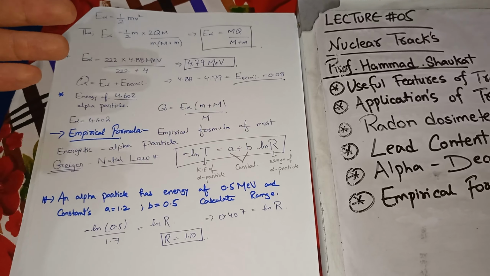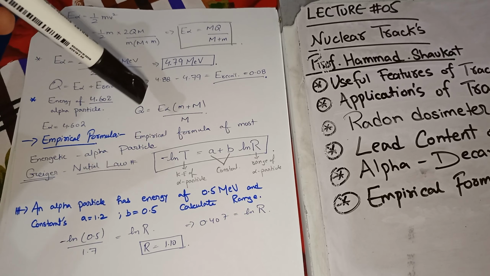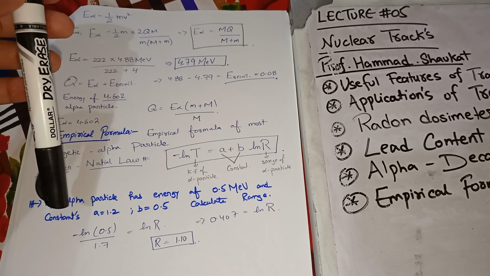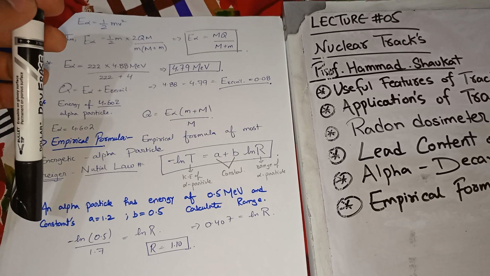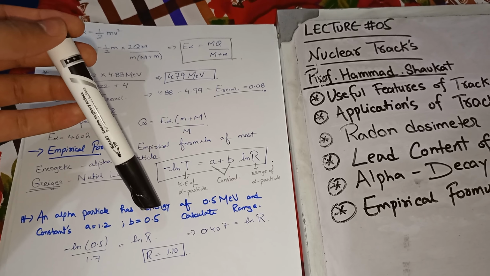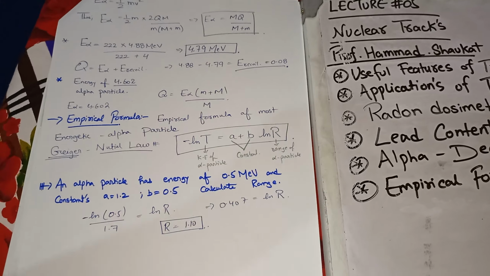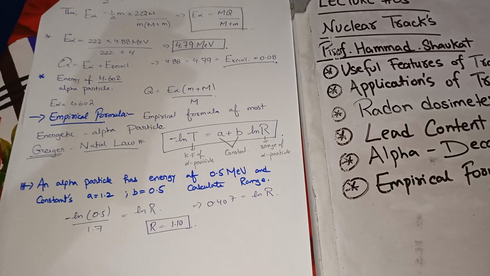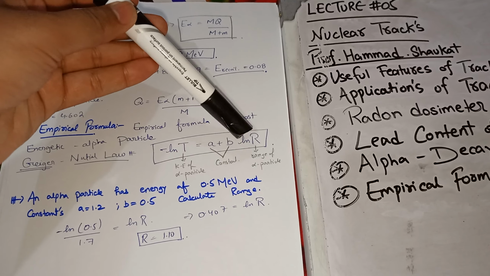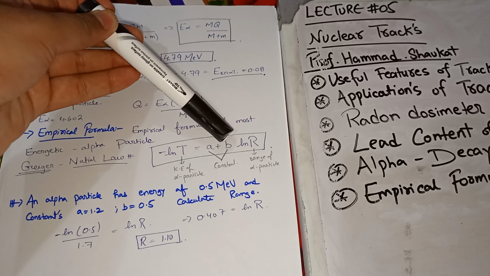For this topic, there is a short problem. Let's suppose an alpha particle has an energy of 0.5 MeV, meaning the kinetic energy is given, and the constant values are also given: A is 1.2 and B is 0.5. Calculate the range. You have to find the range, so you will use the empirical relationship. First of all, take the sum of both: 1.2 plus 0.5 becomes 1.7, so we divide by this.